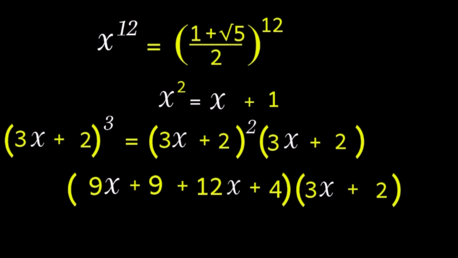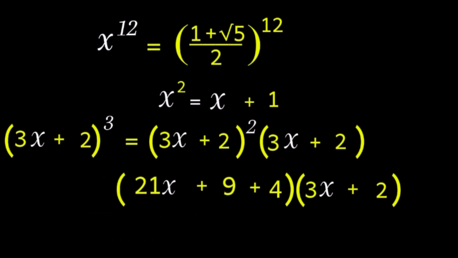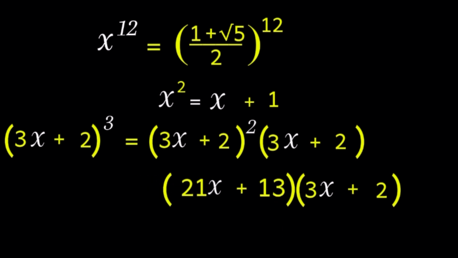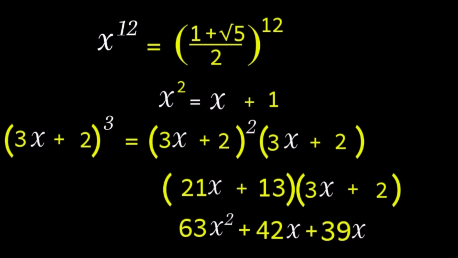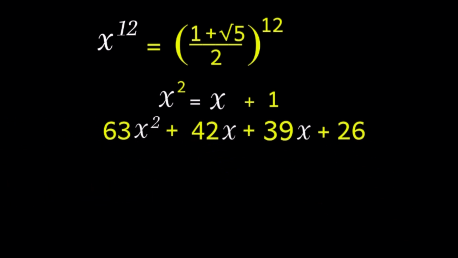Now combine like terms inside the bracket. 9x plus 12x gives 21x. And 9 plus 4 gives 13. So we get (21x plus 13) multiplied by (3x plus 2). Now expand this fully by multiplying term by term. 21x times 3x gives 63x squared. 21x times 2 gives 42x. 13 times 3x gives 39x. And 13 times 2 gives 26. Now combine everything. We get 63x squared plus 81x plus 26.